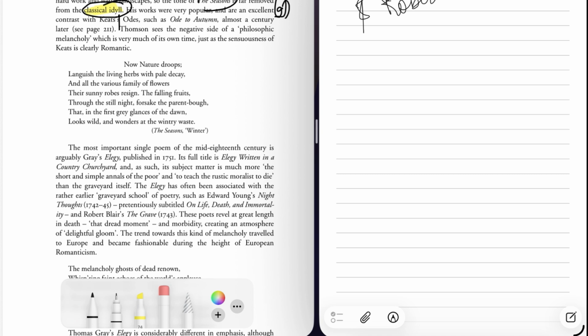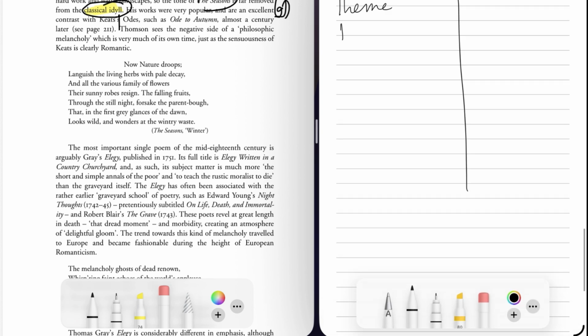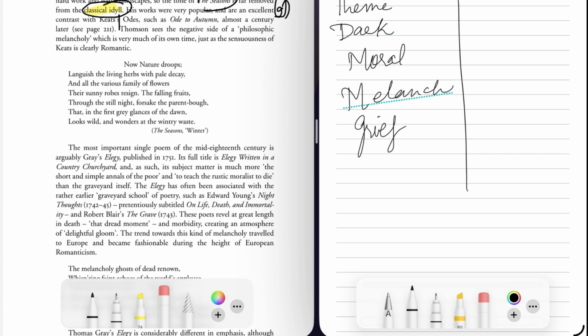In this section you can see the notes also. What is the theme? Their theme is very important. They use dark theme, moral reflection theme, melancholy tone or sad tone. So graveyard means grief, brevity of life, rich and poor. Write each and everything, rich and poor, because it shows the different sections of society.